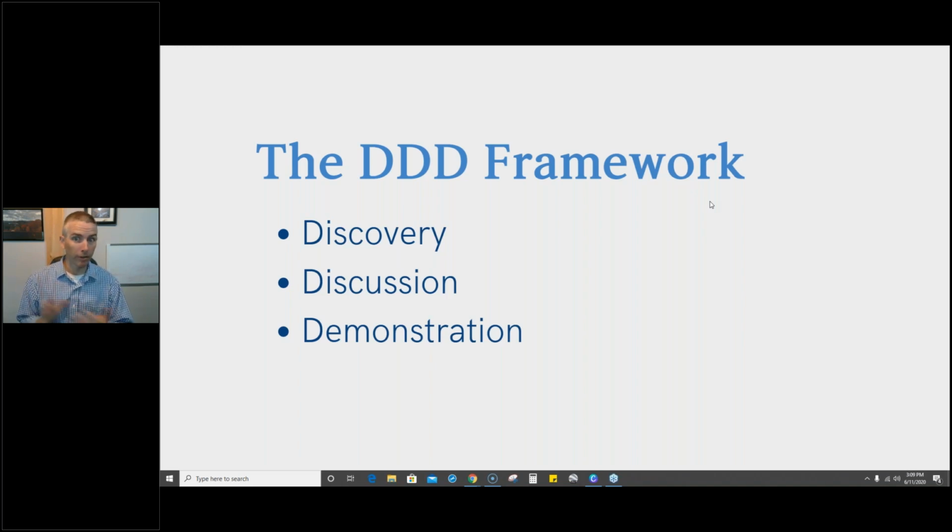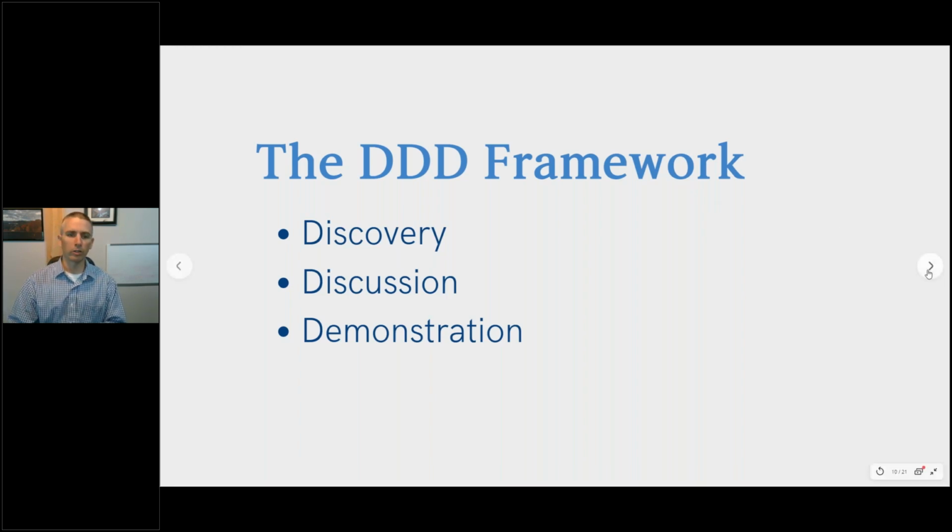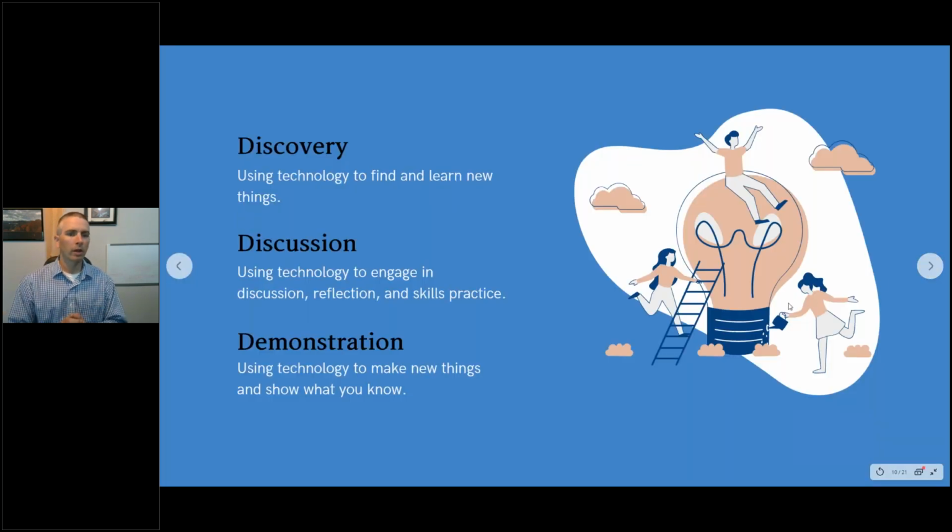Things like Flipgrid get really popular because they can be used for all three of those purposes. Right? But even if a tool can only be used for one of those purposes and does it really well, it can still be a really good tool. Okay? So here it is in a little different format. Discovery: using tech to find and learn new things.